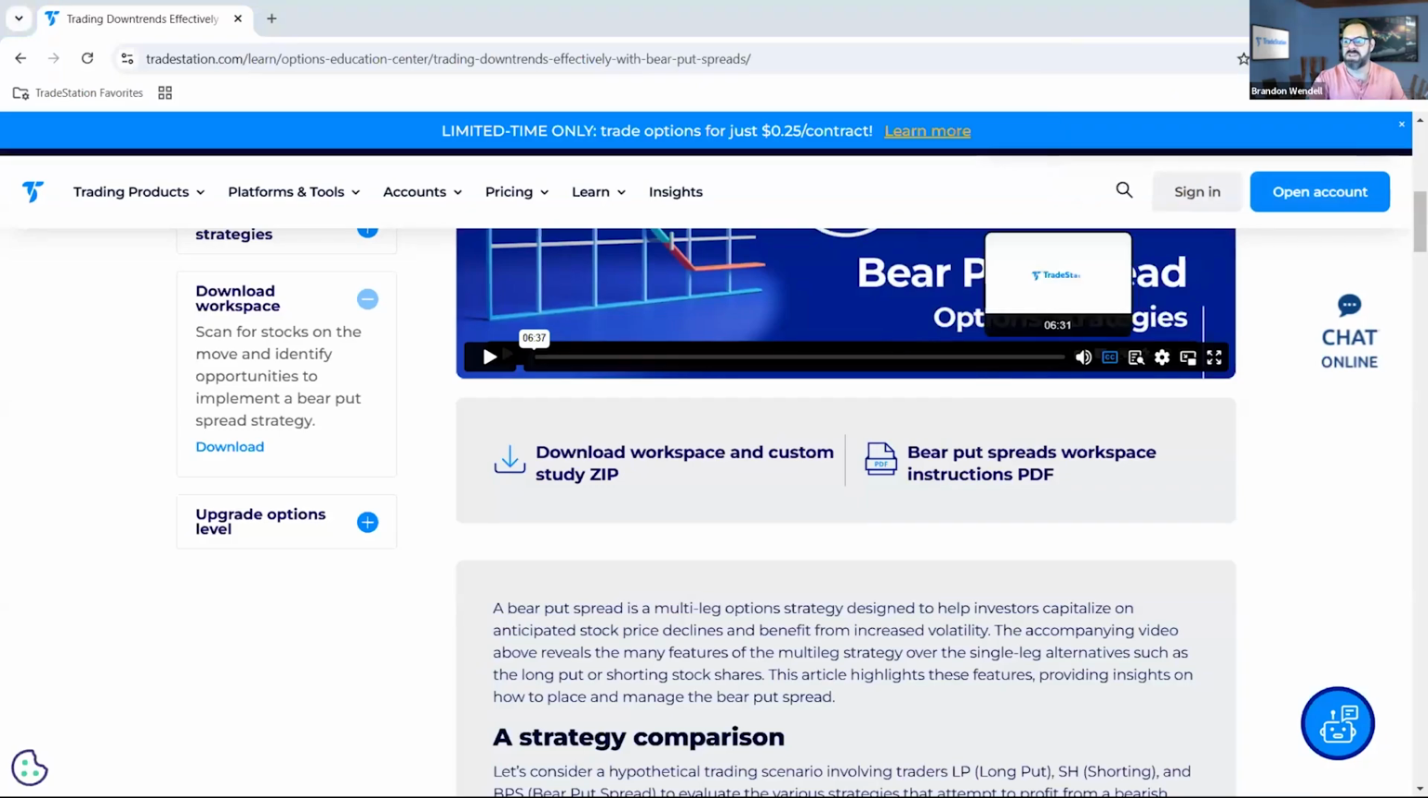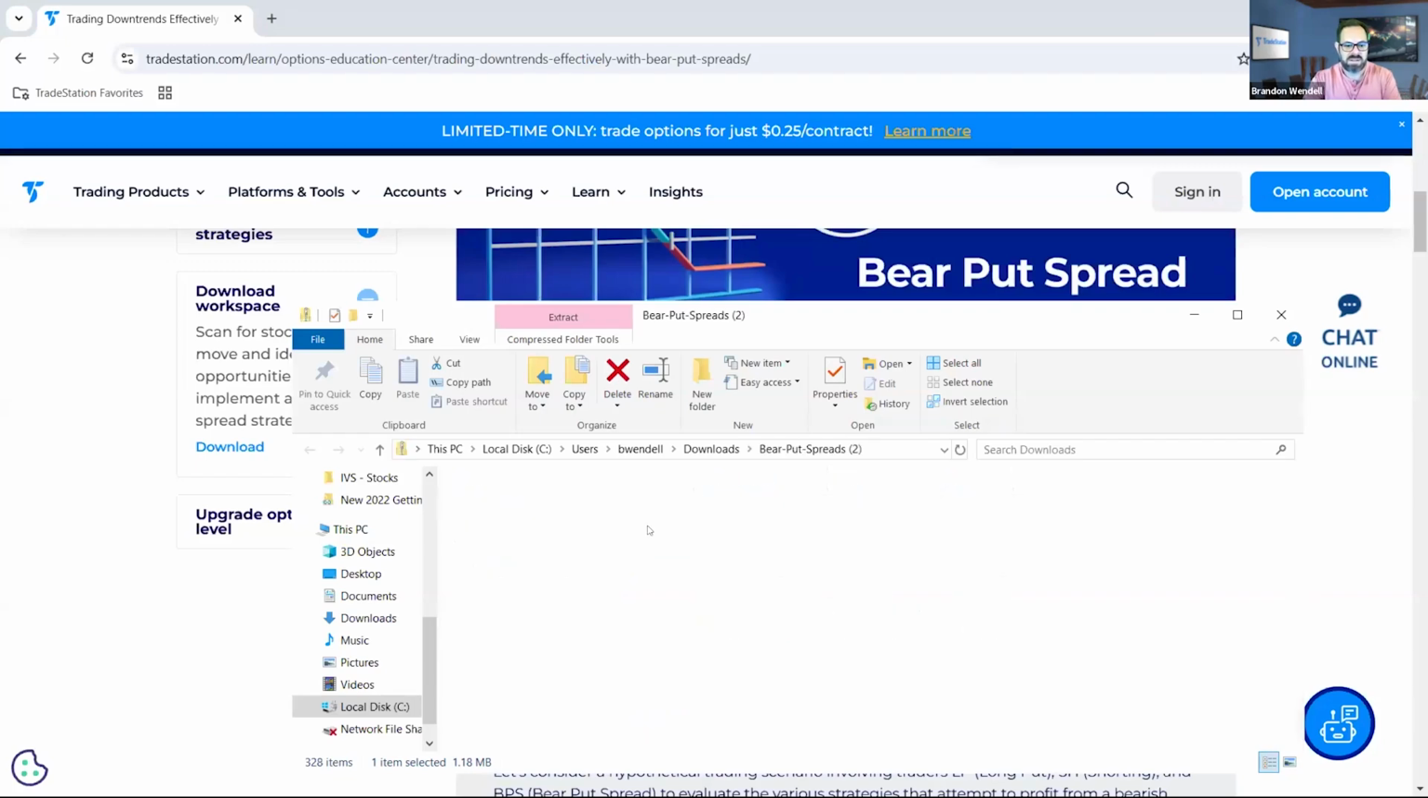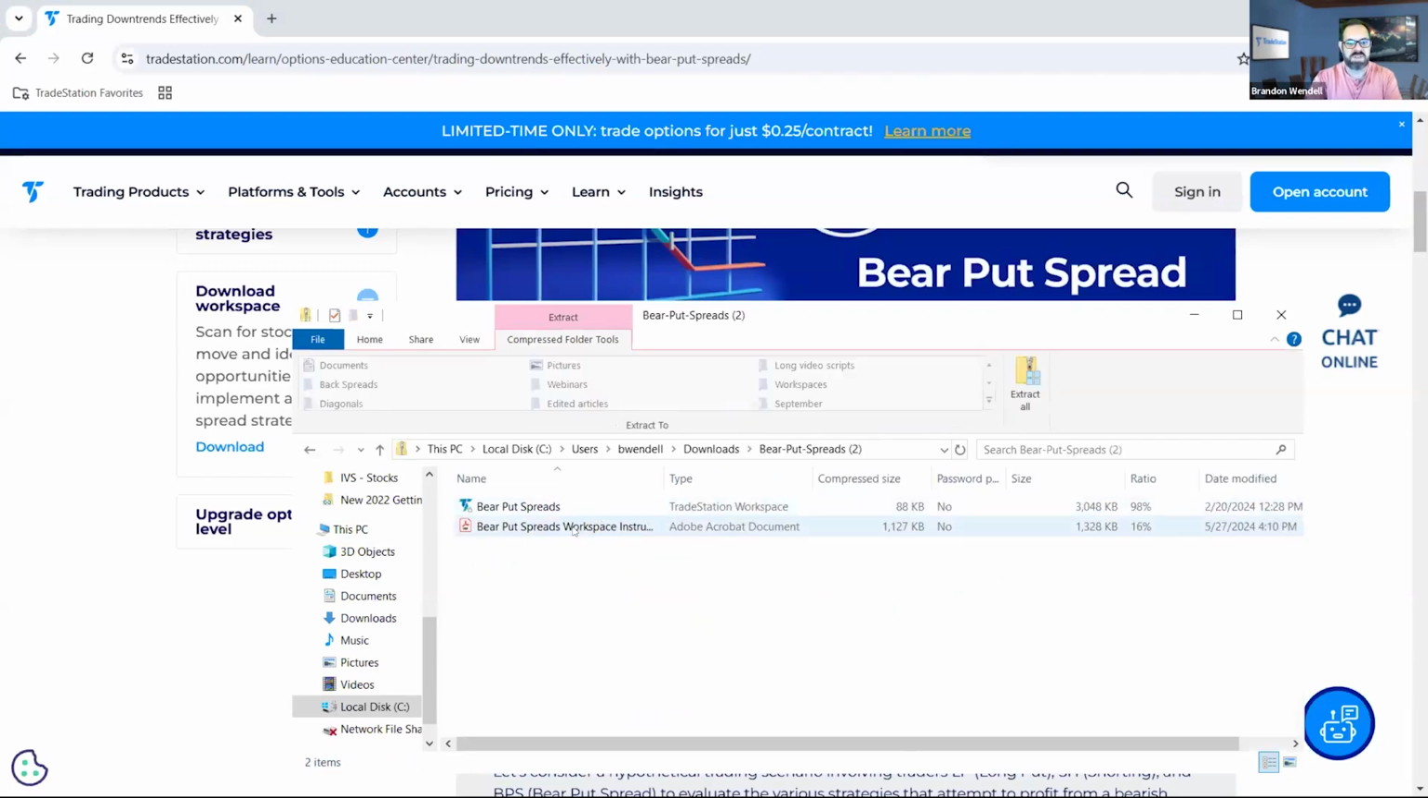Open the file location. Oh, it's on the other page. That's why I didn't see it. It's my other monitor. Inside, it should show it. Yeah, workspace instructions.